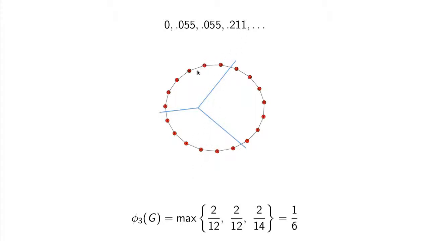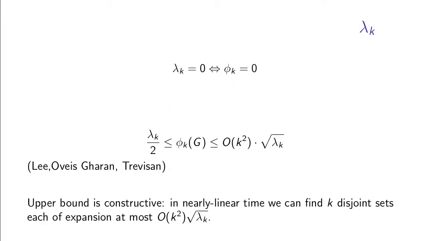But it also has a cut of small order 3 expansion: just divide the cycle into 3 equal length intervals. The expansion is only 1/6. And indeed, it is possible to prove a Cheeger-like bound for this order k expansion. So this order k expansion is small if and only if lambda k is small, with the same quadratic loss that we have in the standard Cheeger inequality.